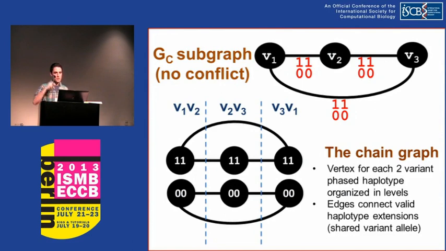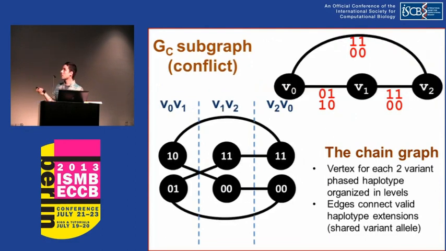So in this case, the two disjoint simple cycles correspond to the two haplotypes. As long as we have disjoint simple cycles, we have two valid haplotypes. Here's the other cycle in the compass graph. We notice that we no longer have two disjoint cycles. We have one large cycle. So there's no set of haplotypes that are consistent with this chain graph. This is what we call a conflicting cycle.